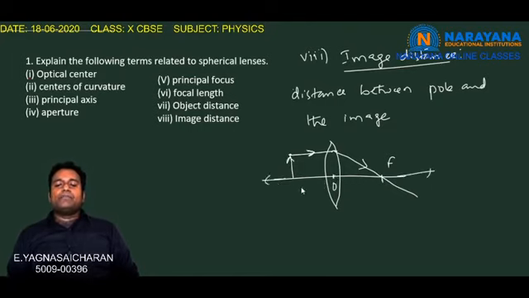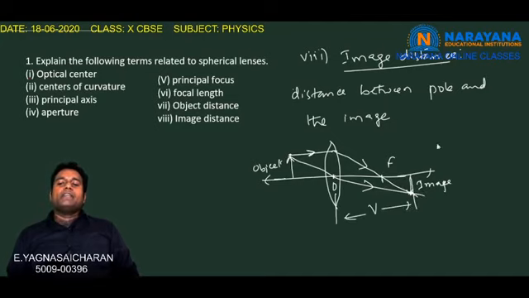which passes undeviated. So both these rays will intersect at a point. At this point, the image formation takes place. So here is the image and here is the object. So the distance between this pole or optic center and this image is known as image distance small v. So image distance is always denoted with the letter small v. So image distance is the distance between the pole or optic center to the image. So this is all about the image distance.